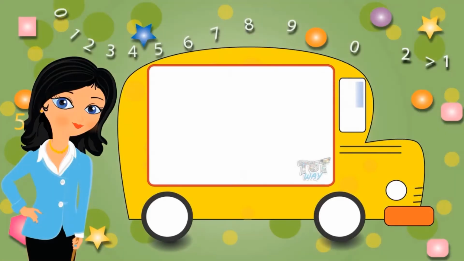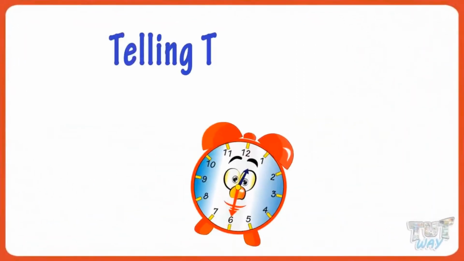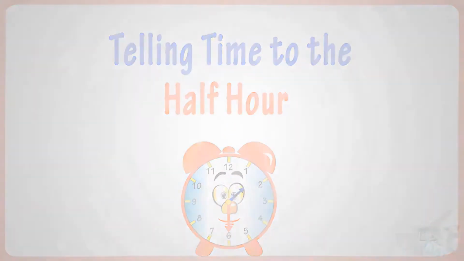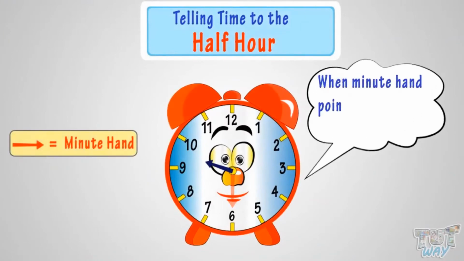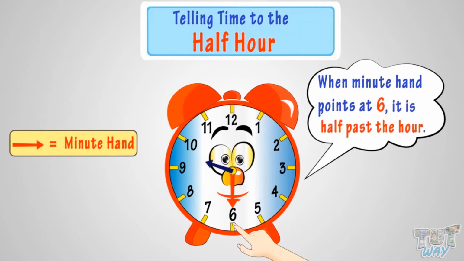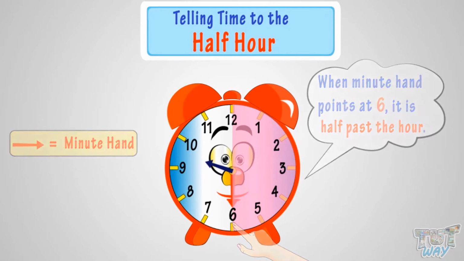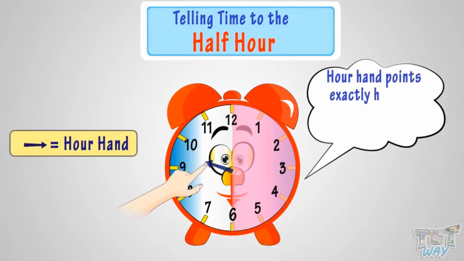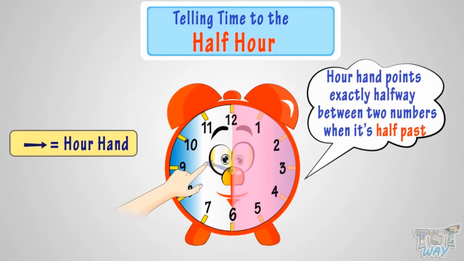Hi, kids! Now we will learn telling time to the half hour. When the minute hand points at 6, it is half past the hour because the minute hand has moved halfway around the clock by then. Also, the hour hand points exactly halfway between two numbers when it's half past.